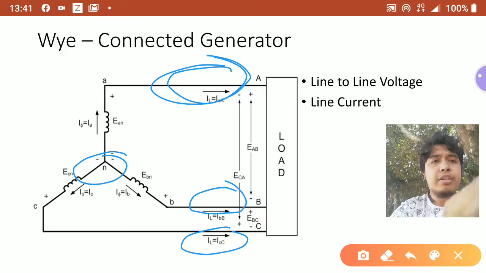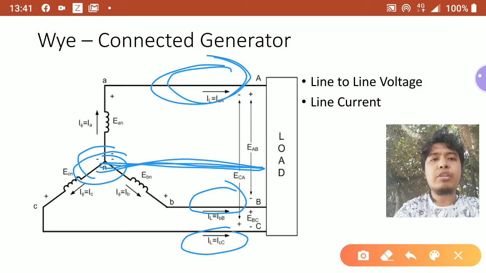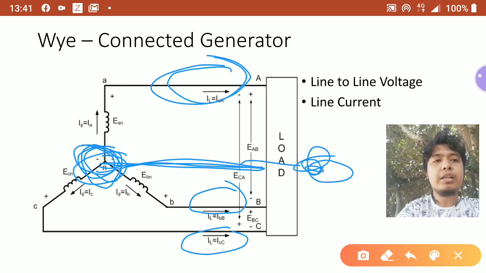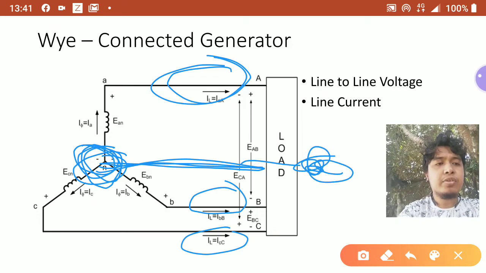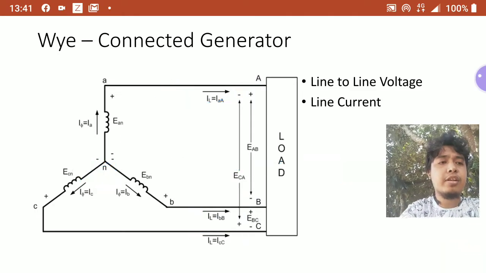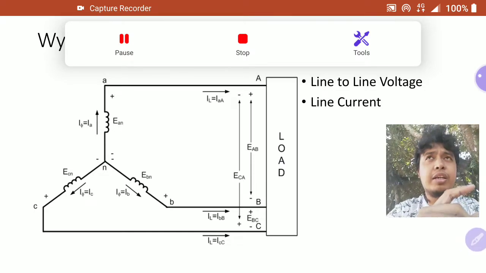Sometimes you have a fourth line from the neutral, connecting the neutral of the common node to the neutral of the load. So sometimes that happens. So instead of having 3 lines, you have 4 lines.